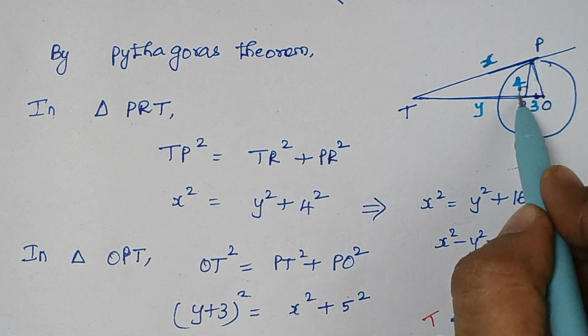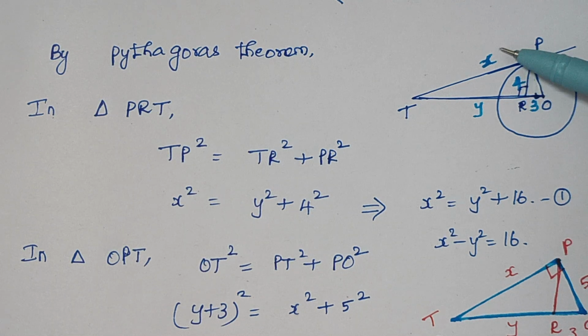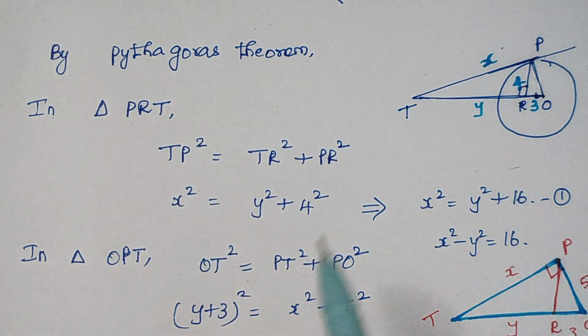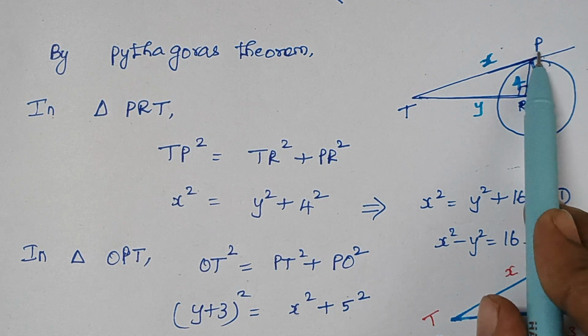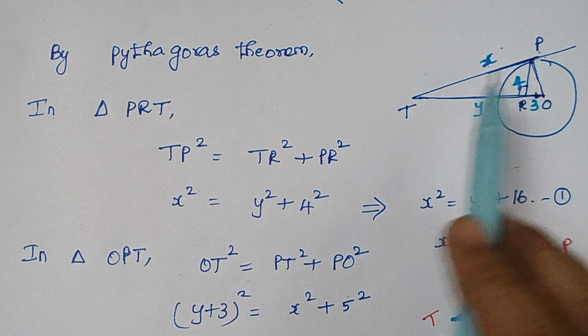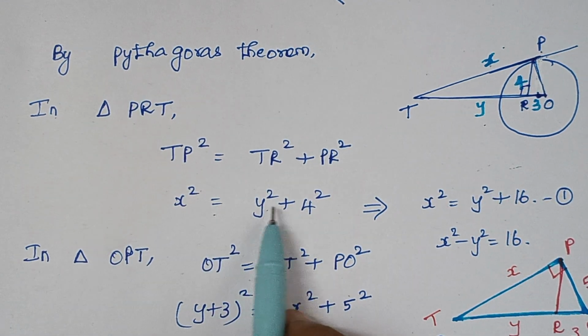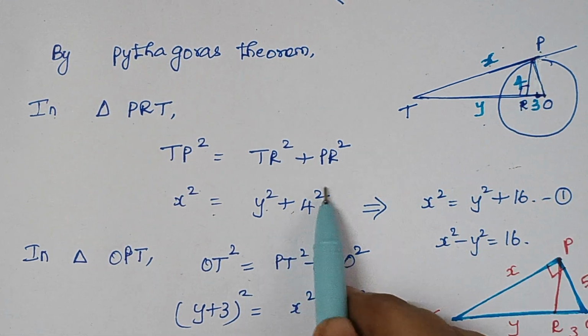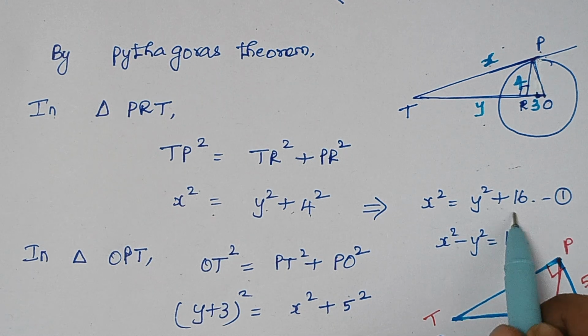Angle R is 90 degrees, right? So the side which is opposite to this 90 degrees is the hypotenuse. So here the hypotenuse is TP or PT. So you see, TP square is equal to TR square plus RP square, right? Here the value of TP we are taking as X and TR as Y. Therefore, X square is equal to Y square plus PR, which is 4, so 4 square. When you solve, X square is equal to Y square plus 16.